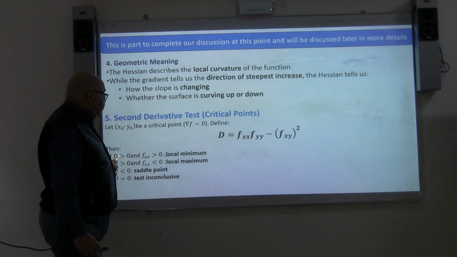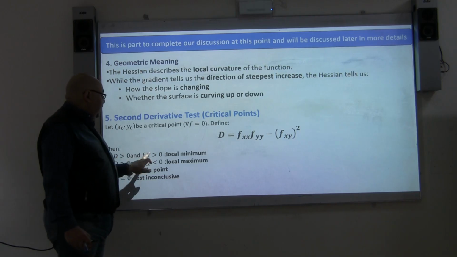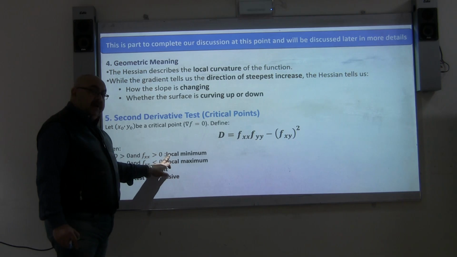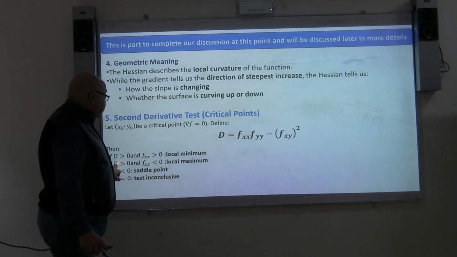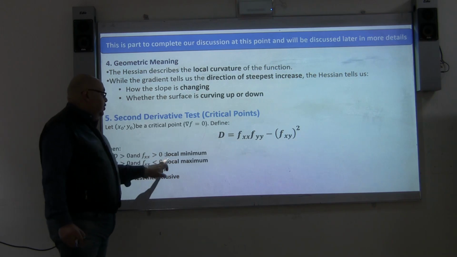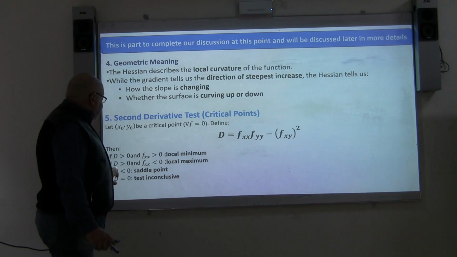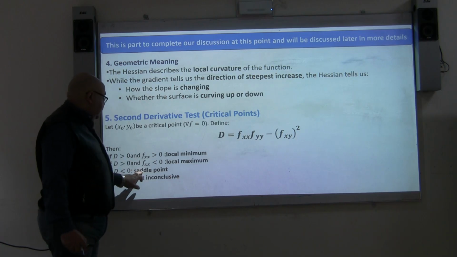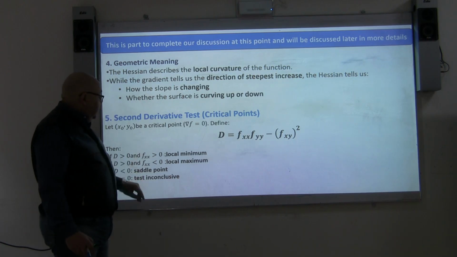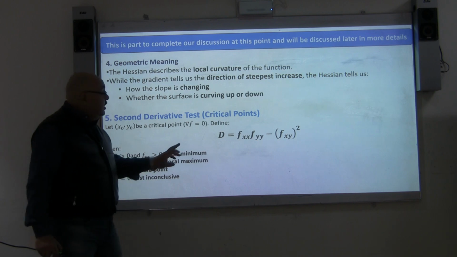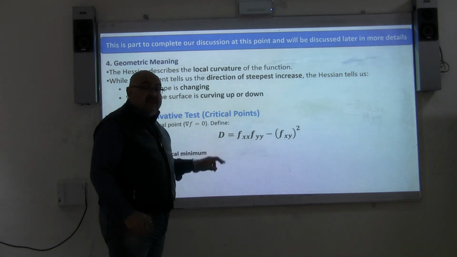So if d is greater than 0 and f double x is greater than 0, then I have a local minimum. If d is greater than 0 and f double x is less than 0, I have a local maximum. If d is less than 0, I will have a saddle point. If d is equal to 0, then the test is inconclusive. Once more, d is the determinant of the Hessian matrix.